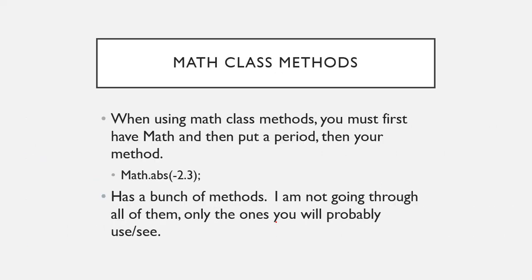Now, let's talk about those math class methods. When using the math class methods, you need to first put the word Math and then put a period and then your method. So I'm going to put the word Math with a capital M, dot abs, and then -2.3. It has a bunch of methods. I'm not going to go through all of them, but only the ones you're probably going to use in this class, or the ones that are the most useful.